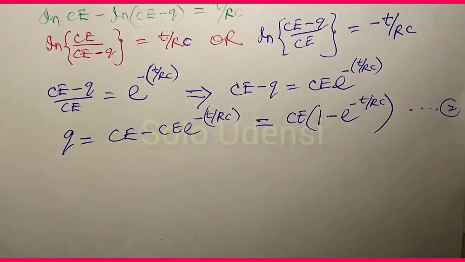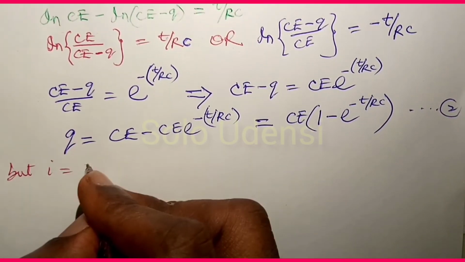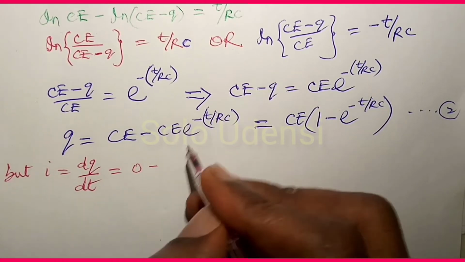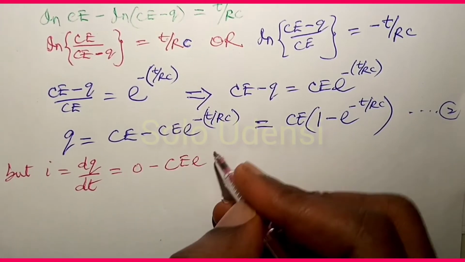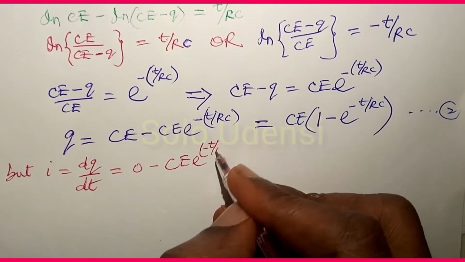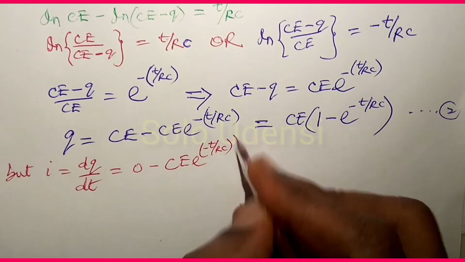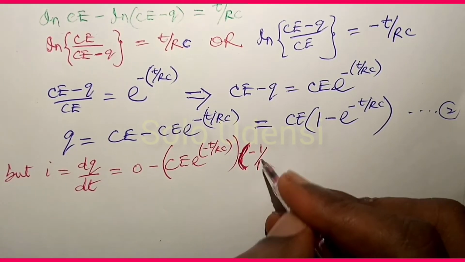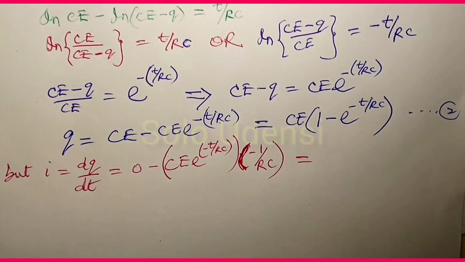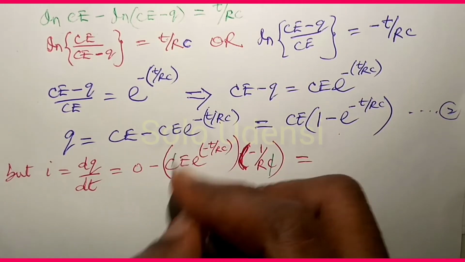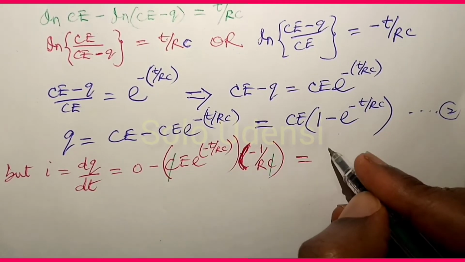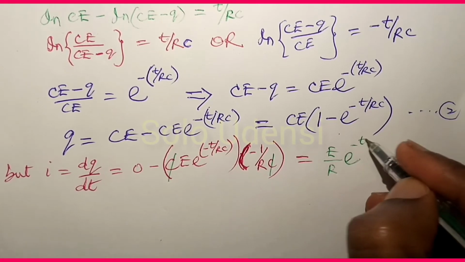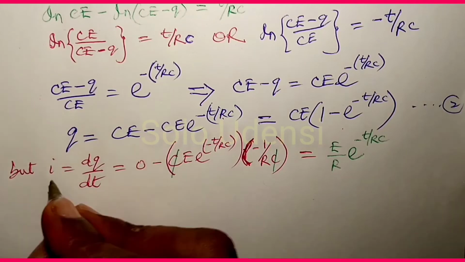From 2, you can see that I is equal to dq over dt. If we differentiate this one, 0 minus, if we differentiate this one, you have minus CE exponential minus t over RC. Then, function of a function, if we differentiate this one, you have minus 1 over RC. We can see minus times minus as plus, E over R exponential minus t over RC. That is the value of the current.